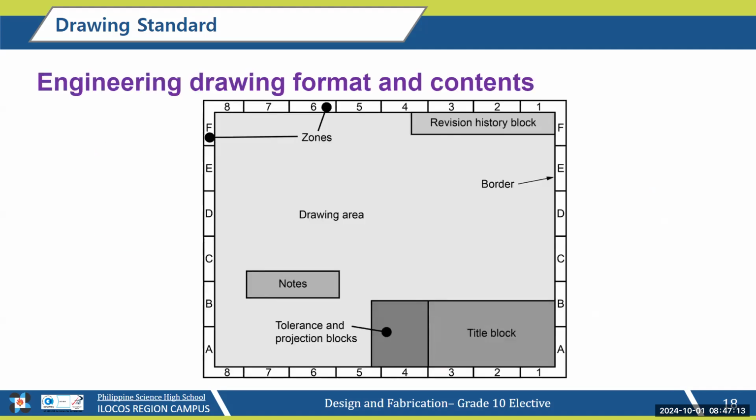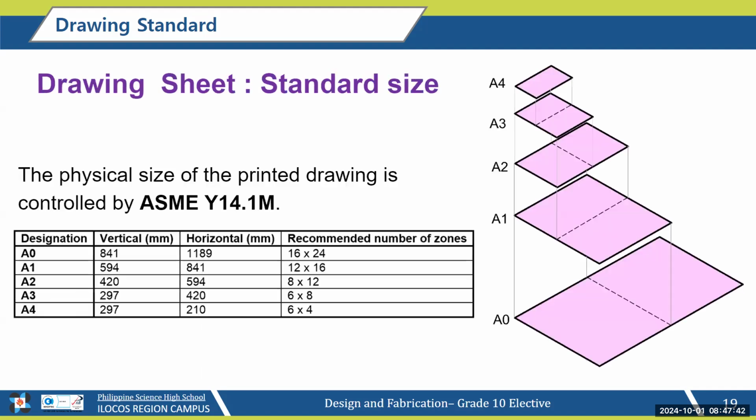Now let's look at the typical format and contents of an engineering drawing. Every engineering drawing includes essential elements such as zones, border, revision block, title block, drawing area, notes, and tolerance and projection blocks. These components ensure that the drawing communicates all necessary details clearly and effectively.